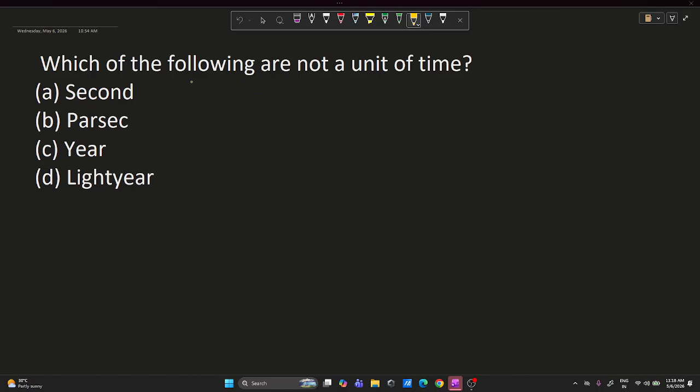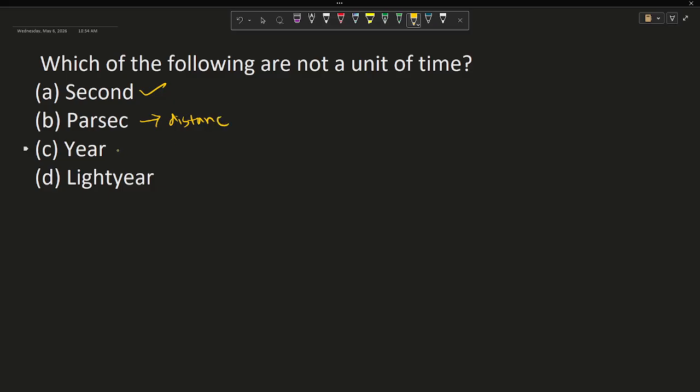First question: which of the following are not a unit of time? We know that second is a unit of time, parsec is the unit of distance, and year is the unit of time. Light year is also a unit of distance. So the right answer will be option B and D. And you have to remember here that parsec is the largest unit of distance, after that light year, after that astronomical unit. So you have to remember this sequence.